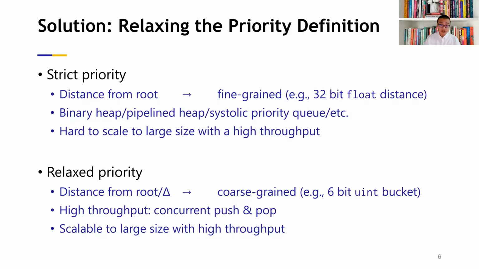The key to addressing the challenges is to relax the definition of priority. Instead of using the strict priority definition of the distance from the root and using the boundary heap, the pipeline heap, or the systolic priority queue, we can relax the definition of priority and divide the vertices in the queue into several buckets based on their tentative distance and their pre-selected delta. Different vertices within the same bucket are considered to have the same priority, making it possible to create a large priority queue with high throughput.